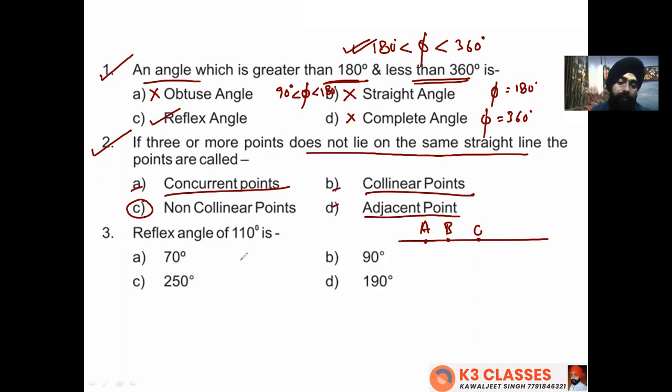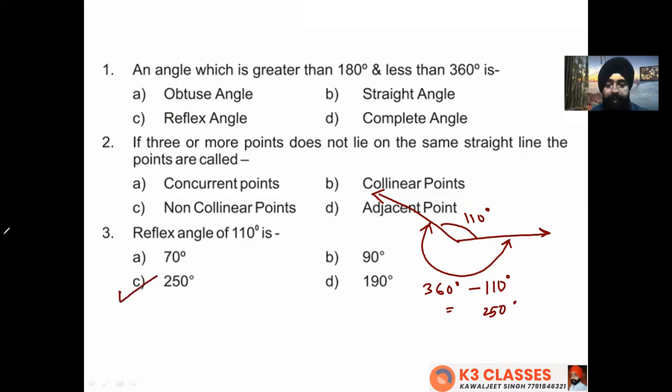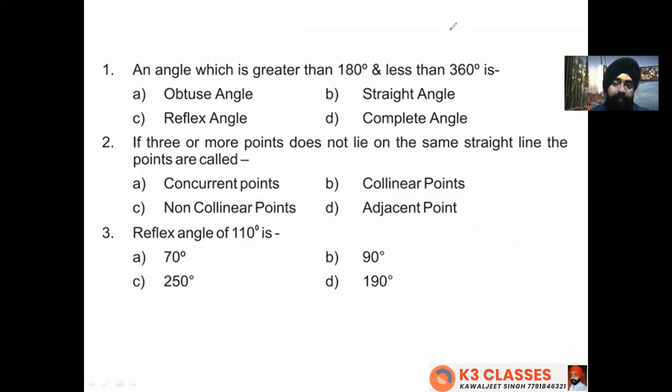Okay. Now, reflex angle of 110 degrees. First of all, we discuss that a 110-degree angle is greater than 90, so we have drawn the 110-degree angle. The reflex angle of 110 degrees is over here. So it will be the complete angle minus the angle which has been given to us, that is 360 minus 110, which is 250 degrees. So option C will be our right answer. Is it clear till over here? Okay, now we proceed further.